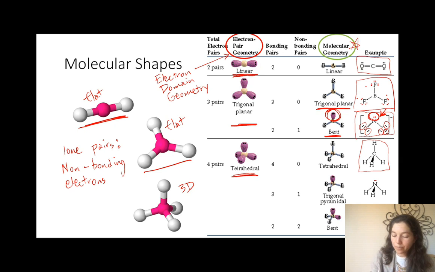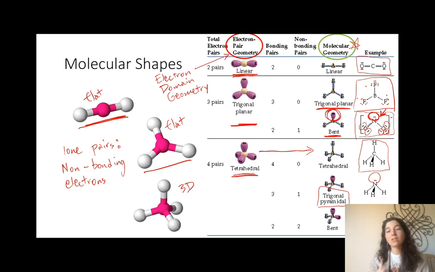Same with tetrahedral. So tetrahedral, if all of the electron density areas around the center of the molecule comprise atoms, then it's also called tetrahedral in molecular geometry. But if you have any of these atoms as lone pairs around the center of the molecule, like in our ammonia here, that's our common name, we call it something else. It's trigonal pyramidal. If you have 2 lone pairs like water, it's called a bent structure.